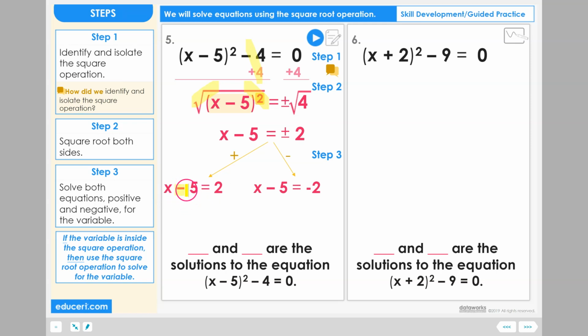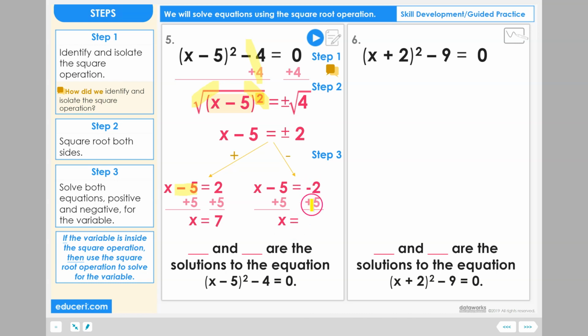We are going to need to use the additive inverse of minus 5 or negative 5, which would be to add 5 to both sides of our equation. X equals 7. On the other equation, we're going to add 5 to both sides. X is equal to the combination of a negative 2 and a positive 5.